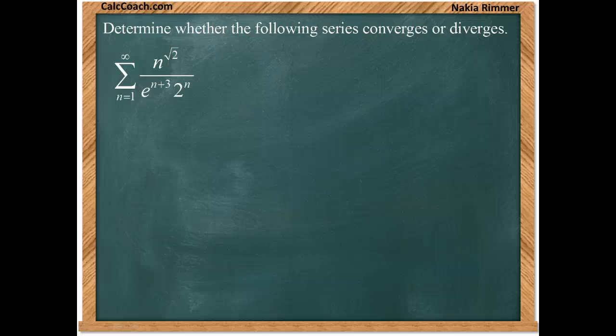Determine whether the following series converges or diverges. The sum from 1 to infinity, n raised to the root 2, e raised to the n plus 3, 2 raised to the n. And so, when you have multiple terms like this, and they're all multiplied, you should think the ratio test.